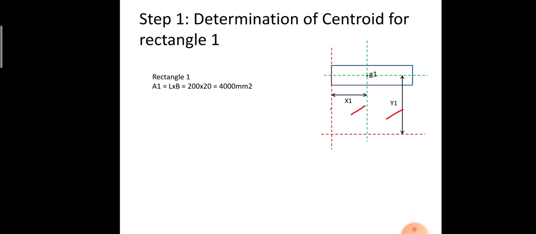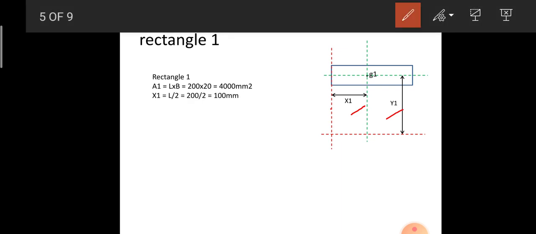So therefore the overall area is equal to 4000 mm square. So next is x1. x1 is the distance between the reference axis and the individual centroidal axis. X1 is the horizontal distance between the reference axis and the individual centroidal axis.